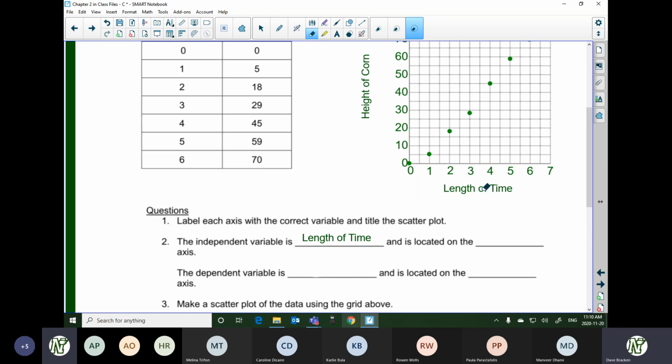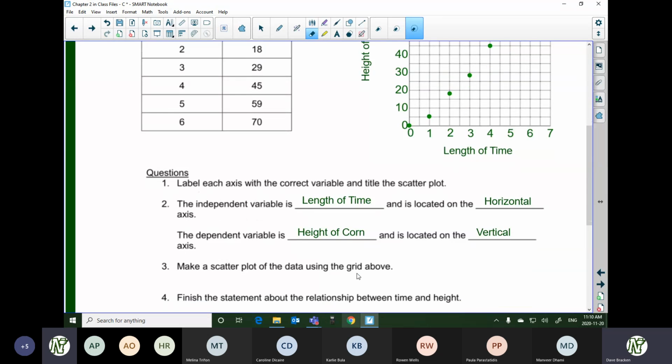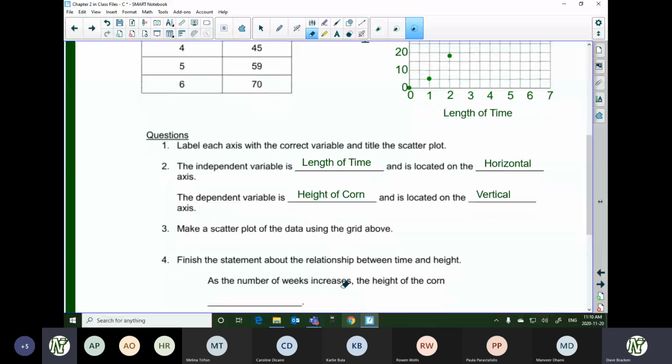The x-axis, which is also another name for the horizontal. Horizontal or x-axis here works. Either one, I'll give you marks. So the dependent variable, what depends on the length of time, is the height of corn, and that's on your vertical axis. Okay. Vertical and X and Y? You can put one or the other.